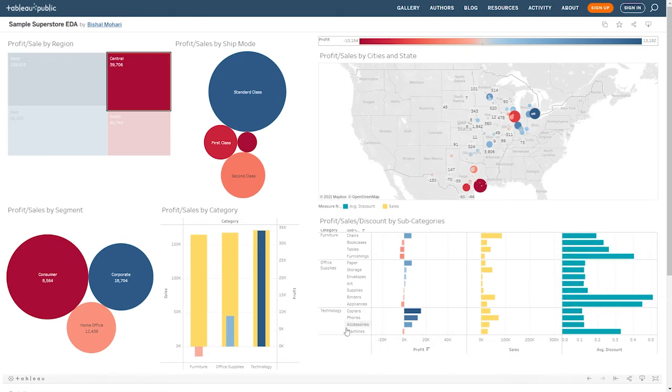And as well as in technology, like we have seen before, our machines were having a big amount of discount. So we need to look into how to reduce the discount so that our machines sales can be improved, and as well as its profit.